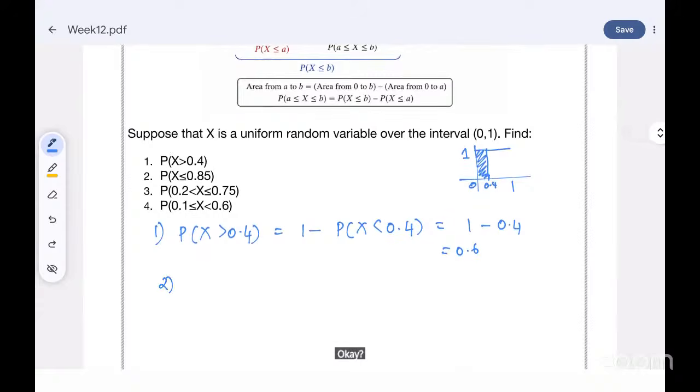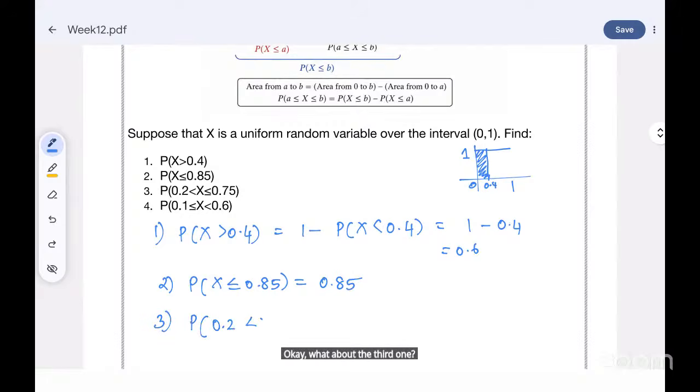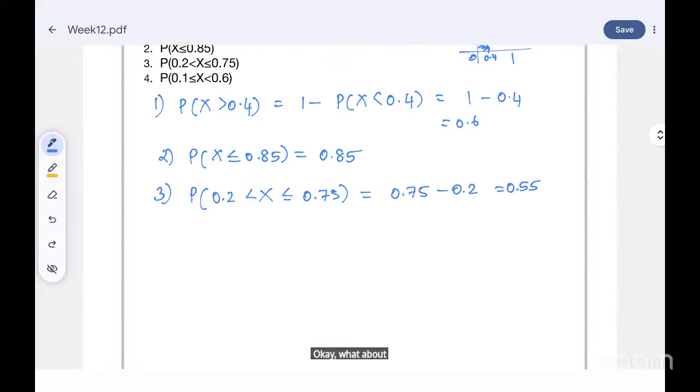Fine. What about the second one? This is much simpler. What's the answer? 0.85. Great. What about the third one? 0.55. Yes. So 0.75 minus 0.2, 0.25. Okay. What about the last one? 0.5. Yeah.